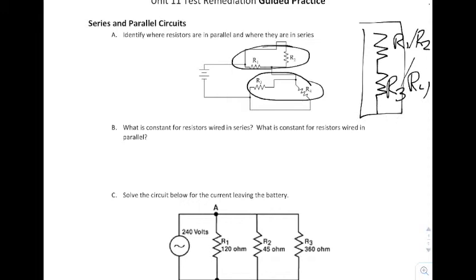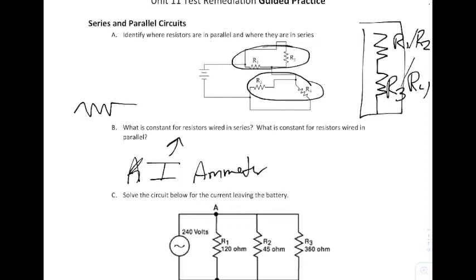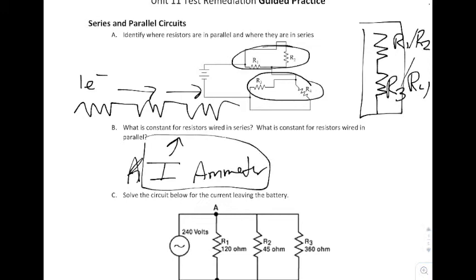Now, what is constant for resistors wired in series? Every resistor wired in series will have the same electric current as measured by an ammeter. So the electric current is the same in all of them because of conservation of charge. If I have resistors lined up, if I have one electron here, that electron has to go through the next one and the next one. So because of that, whenever you have resistors wired in series, the current is always the same.